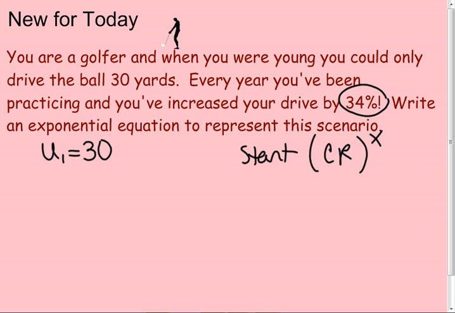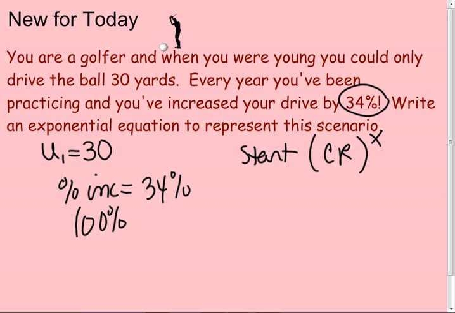What's the common ratio then? Now, no, because the percent of increase is 34%. You haven't lost what you started with. You started with 100% of the 30, and you add the 34%. So the common ratio is 1.34.